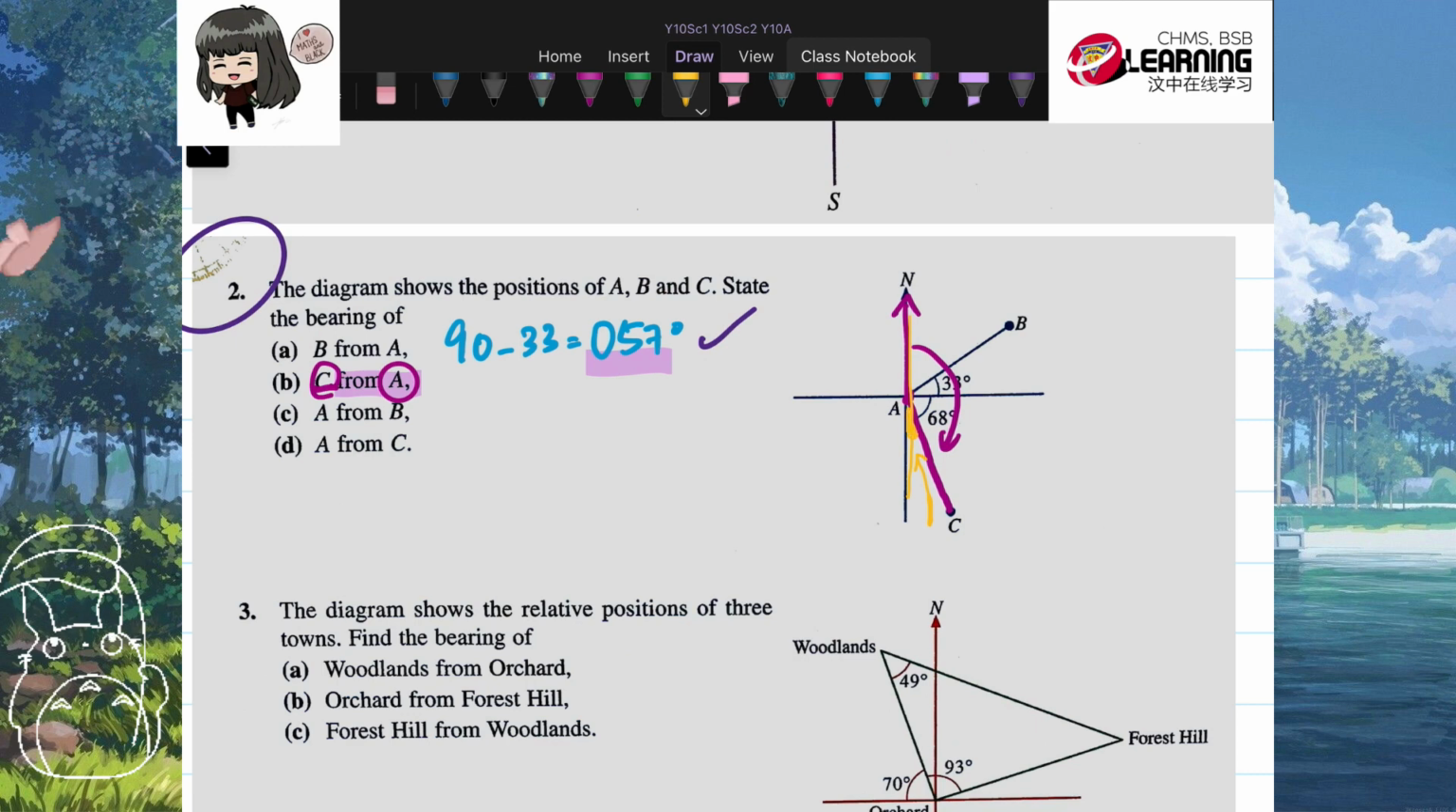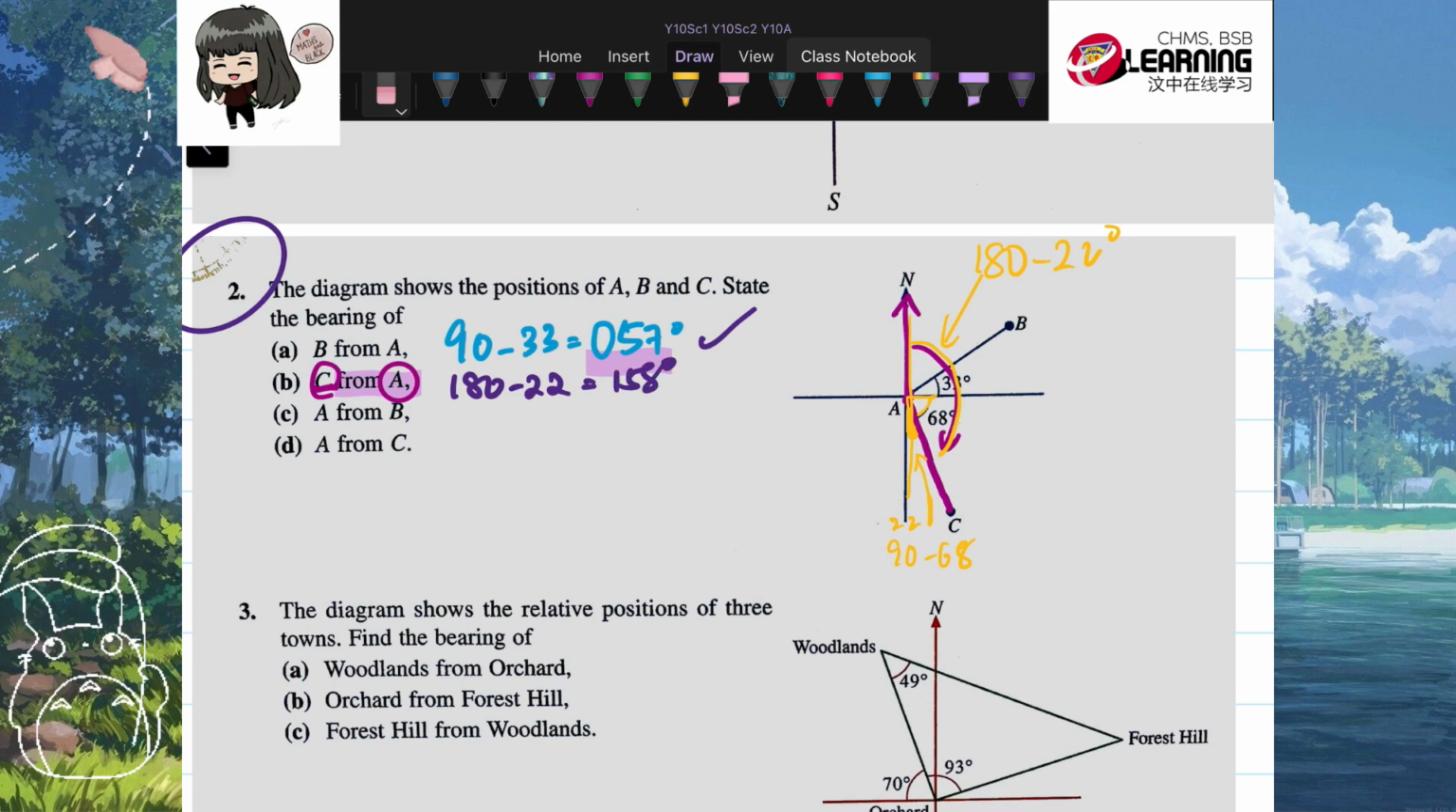Okay, so first we need to find this angle, yeah? Or you can use another method. I teach you this method first. This method you can find here first by using 90 minus 68, because this is 68, this is 90, yeah? So you can use 90 minus 68. You get 22. So to get this bearing, you can use 180 minus 22. Then you get this bearing. So this one is 180 minus 22. You get 158.